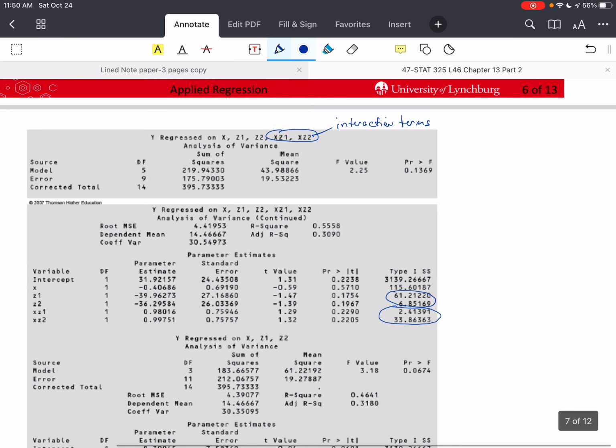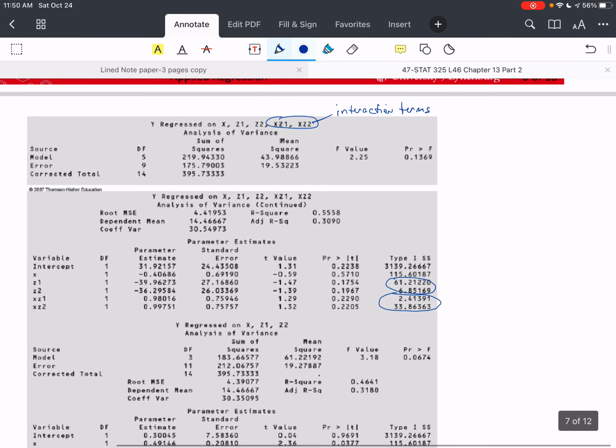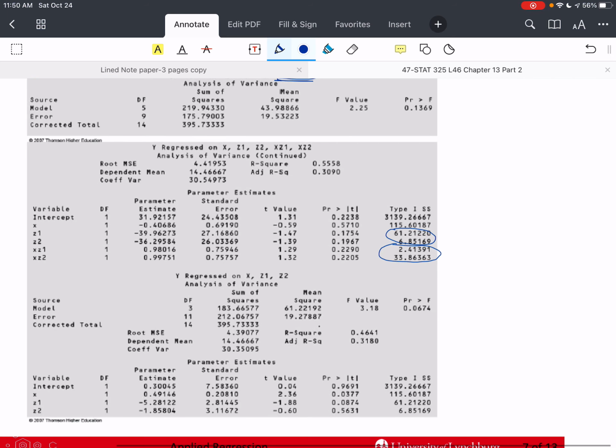Okay, so here's the output with the interaction terms here. Okay, so we have these 2 interaction terms, and with the interaction, we have the type 1 SS, so variables added in order.